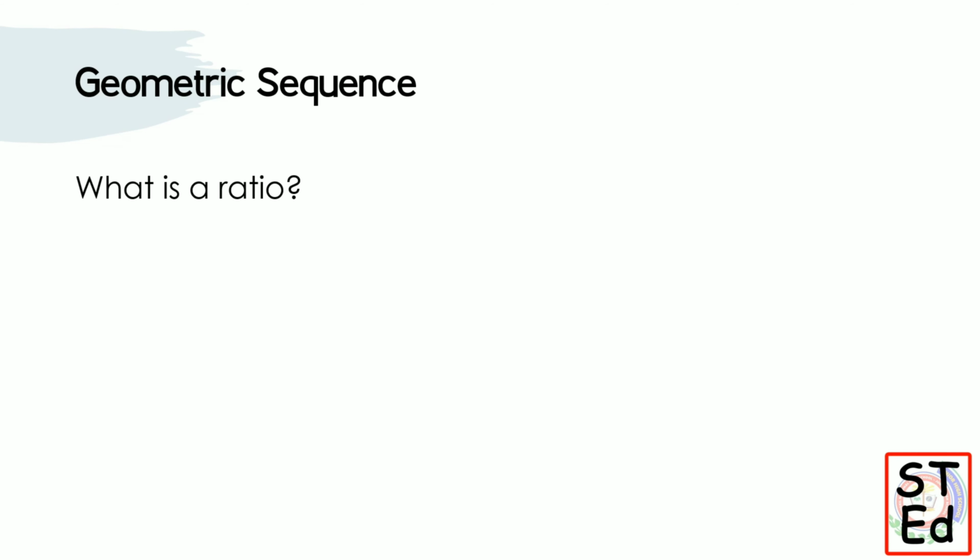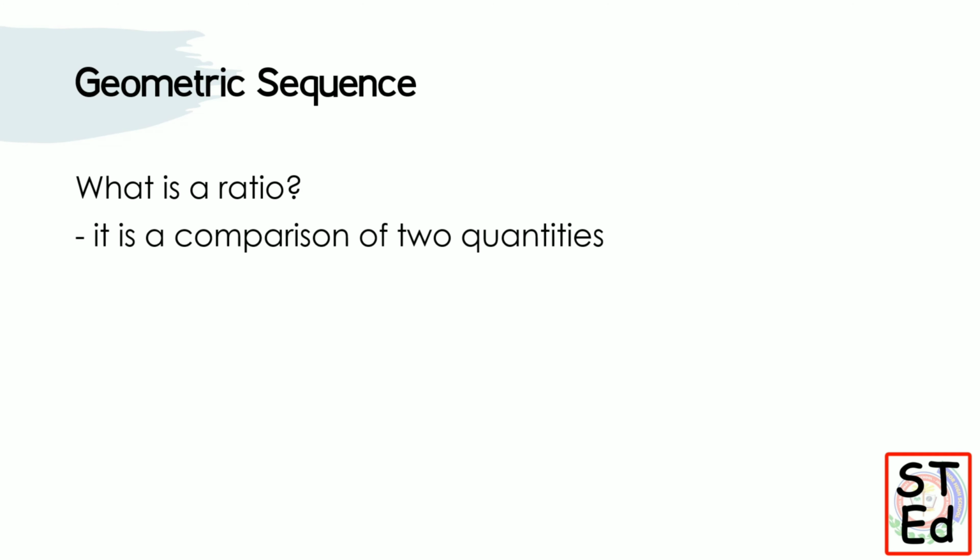You need the concept of ratio in order to understand the next kind of sequence. A ratio is a comparison of two or more quantities. The ratio of one number to another number is the quotient of the first number divided by the second number.